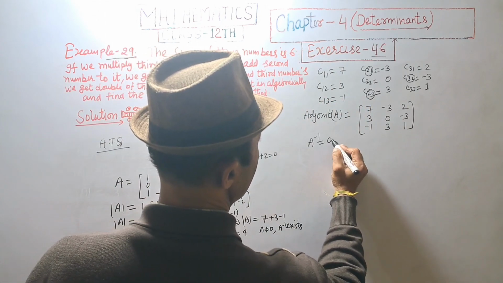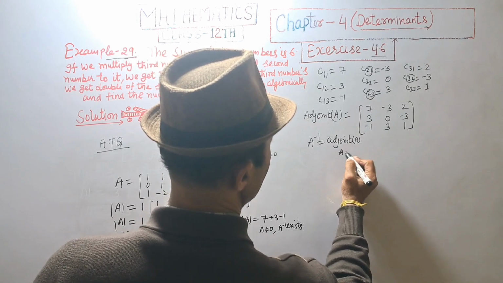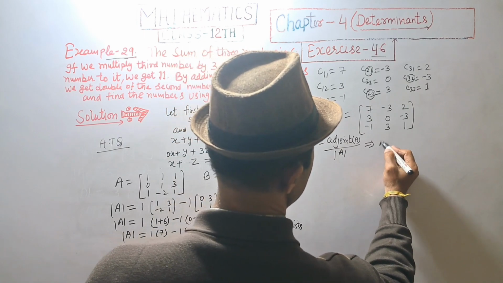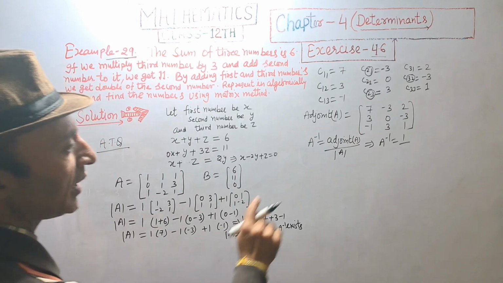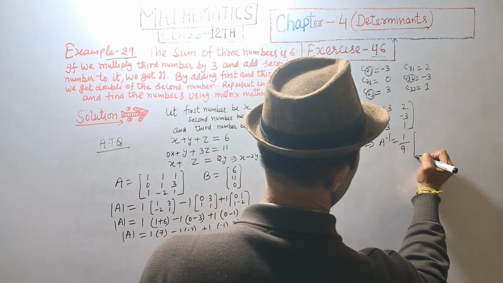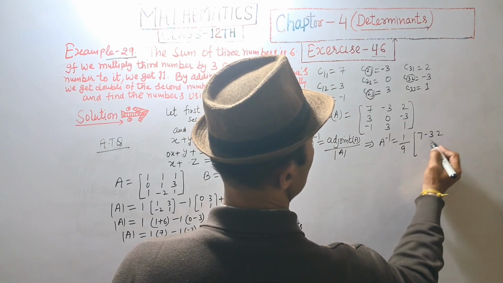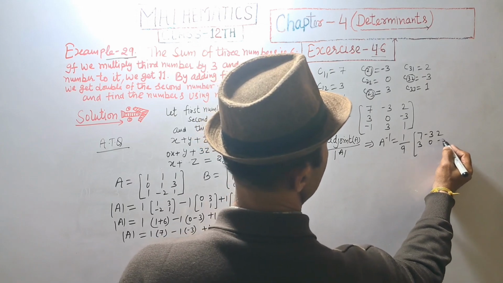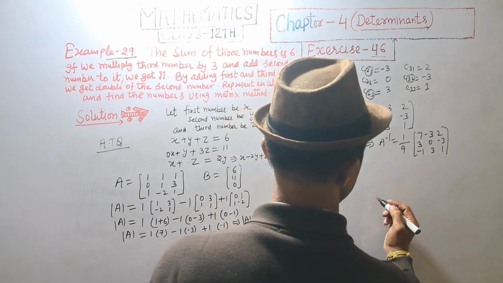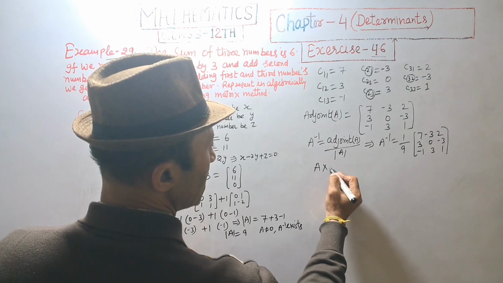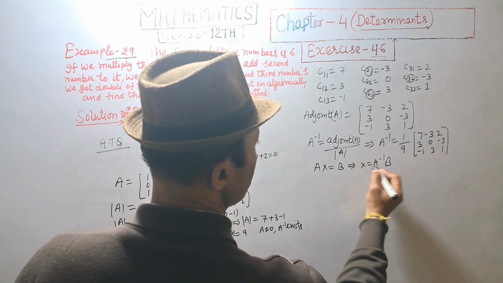A inverse is equal to adjoint A upon determinant of A. This implies A inverse is equal to 1 upon determinant of A, which is 9, times adjoint A: 7, minus 3, 2; 3, 0, minus 3; minus 1, 3, 1. AX is equal to B. This implies X is equal to A inverse B.